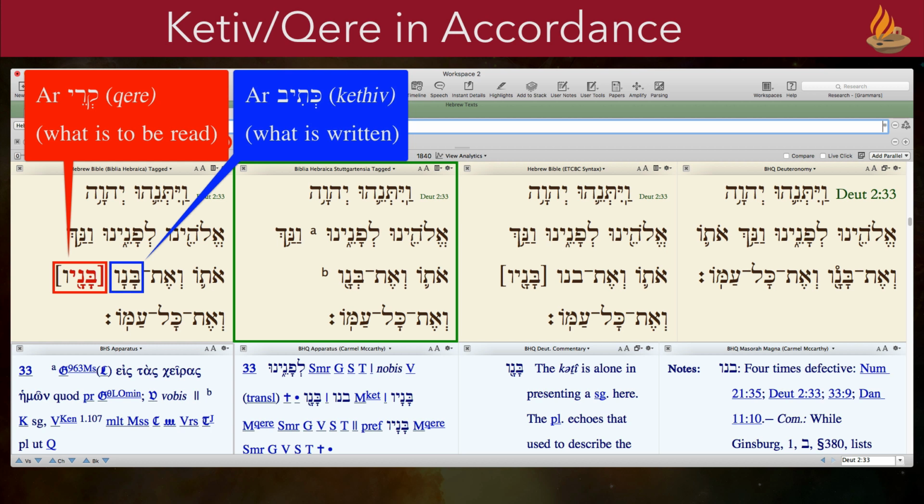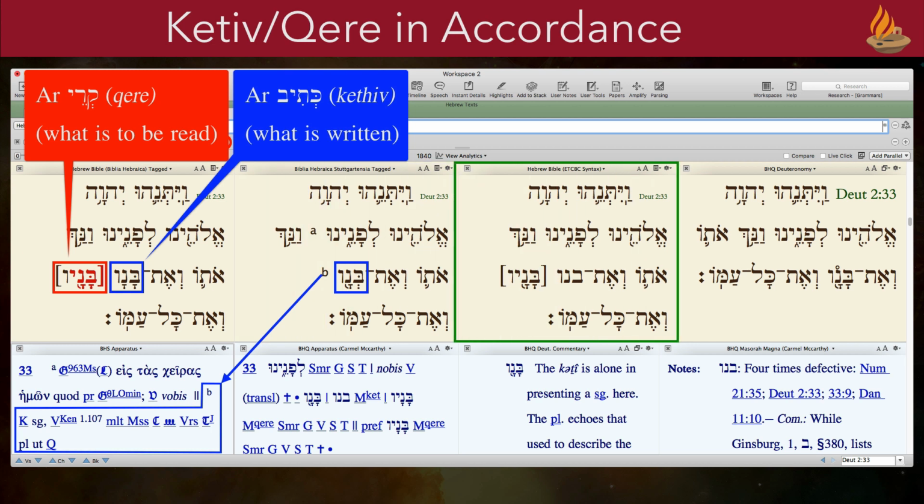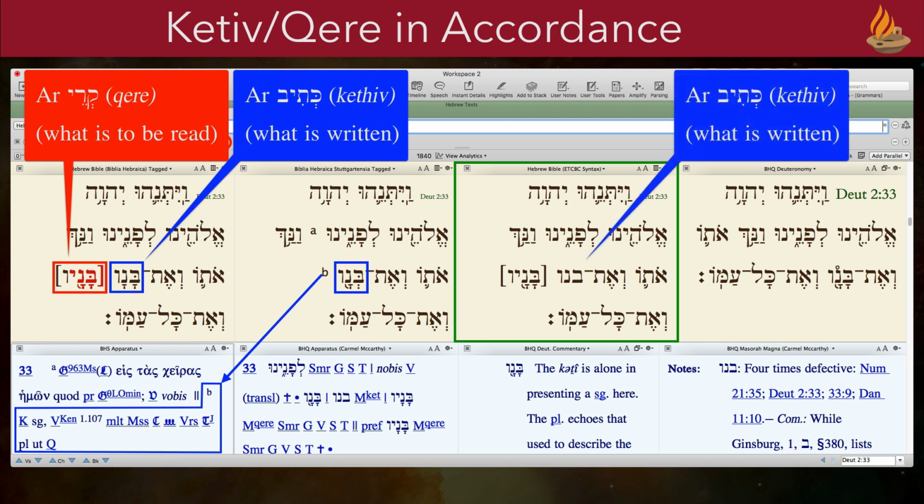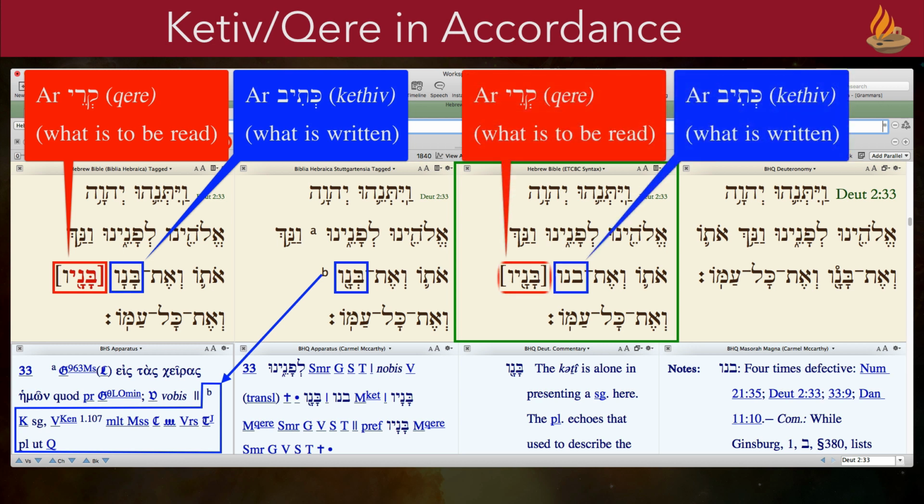The next column to the right is GBS's BHS. It includes only the Ketiv in the text. However, it includes more information in the apparatus in many cases, generally including the Qere. Accordance's ETCBC text follows the pattern of its HMT-W4, mostly. It includes both the Ketiv and the Qere in brackets, with the same advantages and disadvantages we mentioned earlier. However, the Ketiv is not vocalized, only the Qere is.